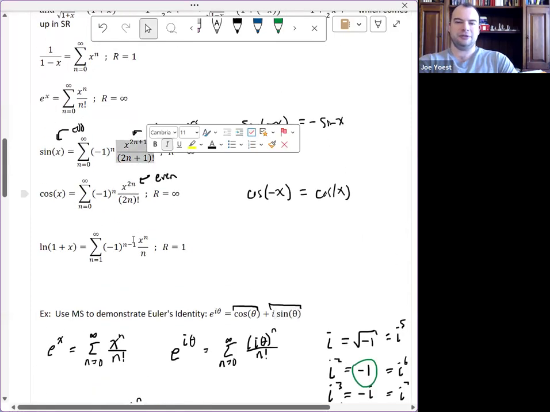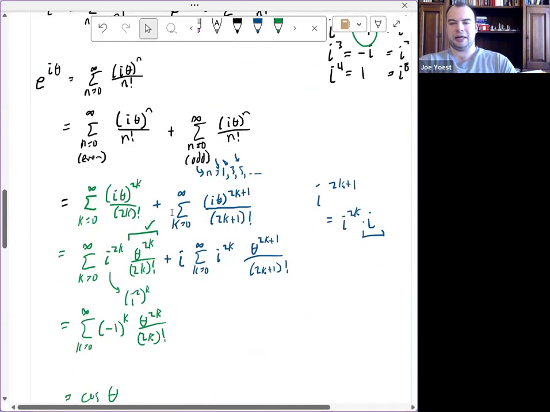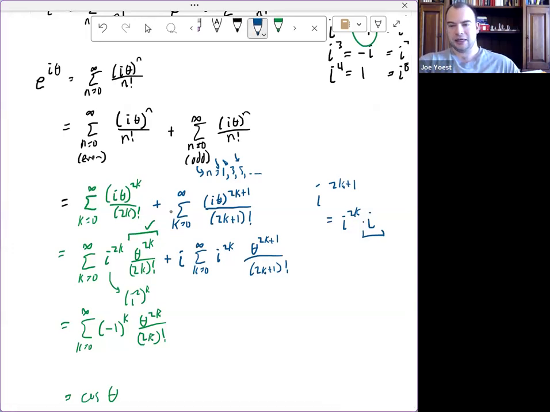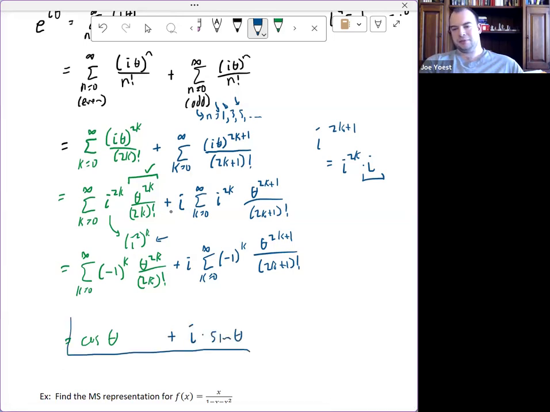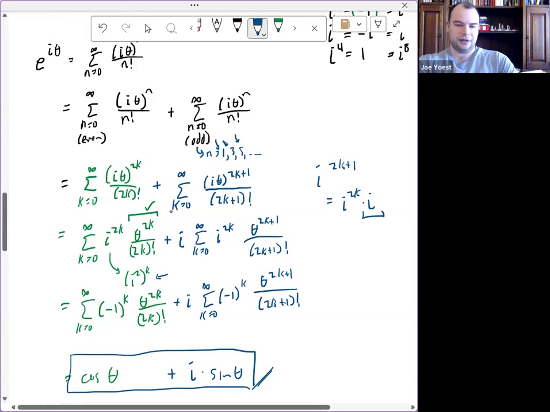And I see I almost have it. I have theta to the 2k plus 1 over 2k plus 1 factorial. This bit just needs to become a minus 1 to the n to match up, or minus 1 to the k. And again, I see that i squared to the k is just minus 1 to the k. i squared is just minus 1. So I have minus 1 to the k power theta to the 2k plus 1 over 2k plus 1 factorial. And that is i sine theta. So we've, I won't say proven, but we've kind of demonstrated Euler's identity.